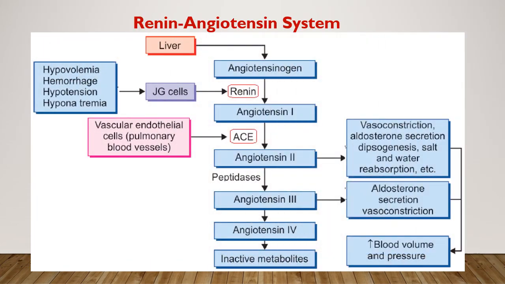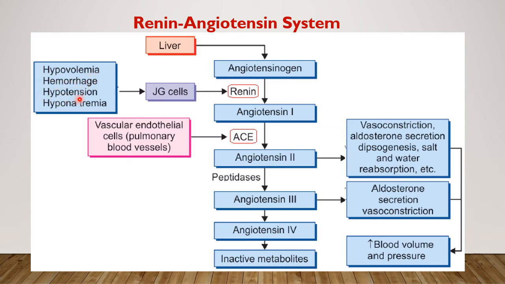Now finally, what is the importance of the renin-angiotensin system, when it is required and how it will work to control things. So the most important stimuli for this renin-angiotensin system are these factors. One is hypovolemia, decrease in the blood volume. It may be due to hemorrhage or any other factors.